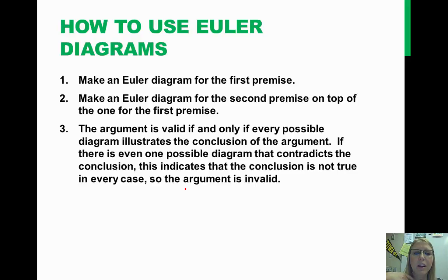The third part, the argument is valid if and only if every possible diagram illustrates the conclusion of the argument. If there's even one possible diagram that contradicts the conclusion, this indicates that the conclusion is not true in every case, so the argument is invalid. So let's put these rules into action.